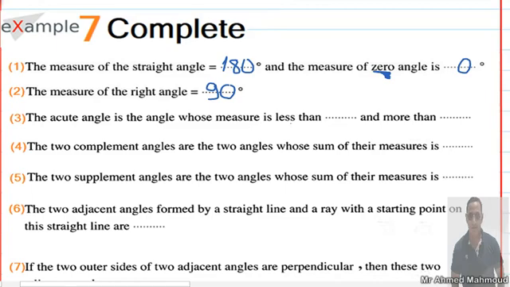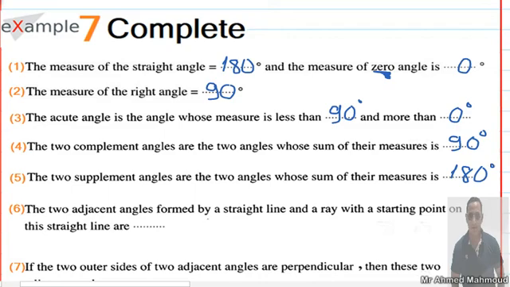The acute angle whose measure is less than what and more than what? The acute angle is less than 90 degrees and more than 0 degrees. The two complement angles are two angles the sum of their measures equals 90 degrees. The two supplement angles are two angles whose sum of their measures equals 180 degrees.